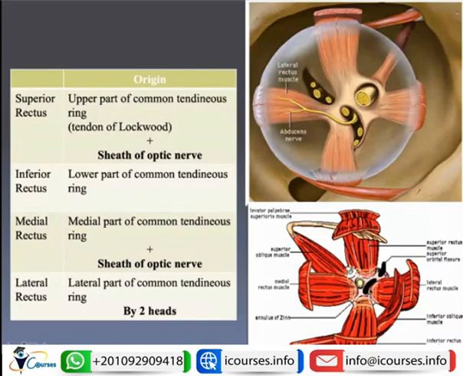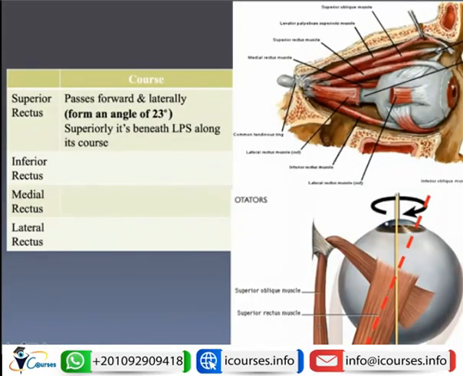So again, here we have the medial rectus, lateral rectus, superior and inferior rectus taking origin from the common tendinous ring. So what will be the course of each one of them? The superior rectus will take origin from the common tendinous ring and pass forward and laterally. So the muscle is not straight with the axis of the globe, but it is directed laterally. As you can see here, this is the axis of the globe, and this is the direction of the superior rectus muscle. So it makes an angle of about 23 degrees between the muscle axis and the eye axis. And does this have any significance? The answer is yes.